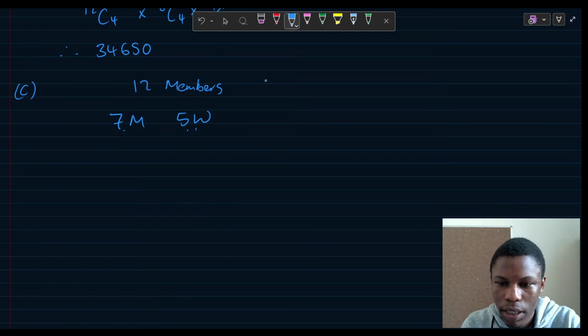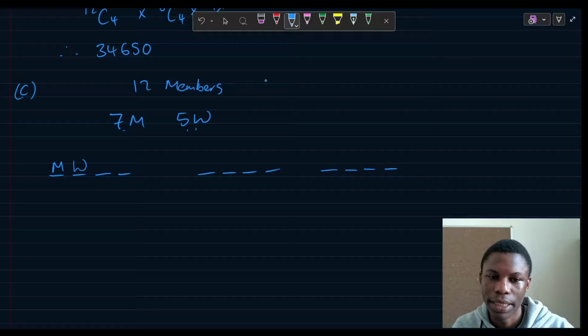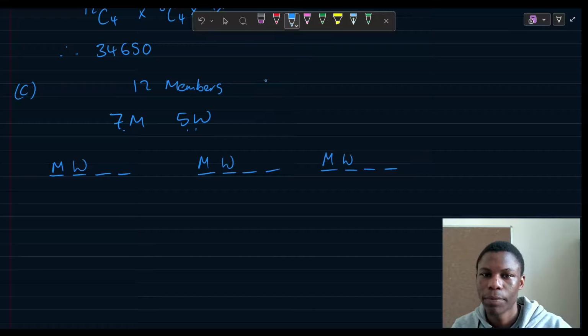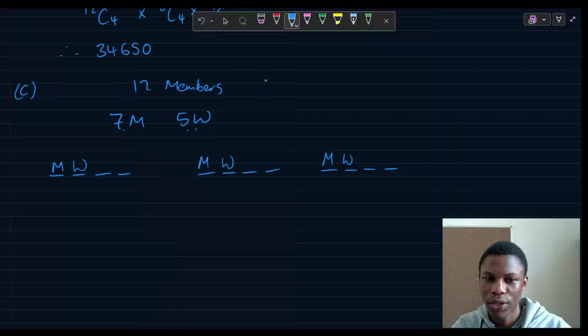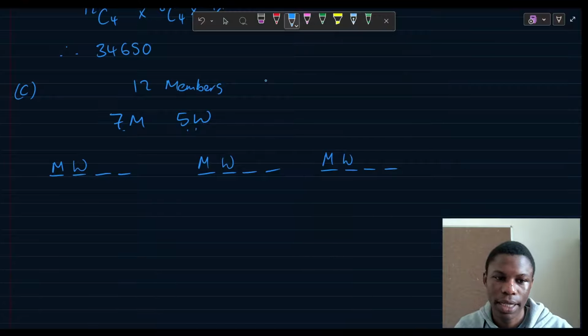And now we've got our 3 teams. So team 1, team 2, and team 3. And I'm told that I have to put at least 1 man and at least 1 woman in each team. So what we're going to do is write down all the possible scenarios we could have that satisfy this condition. So let's put 3 men in the first team.